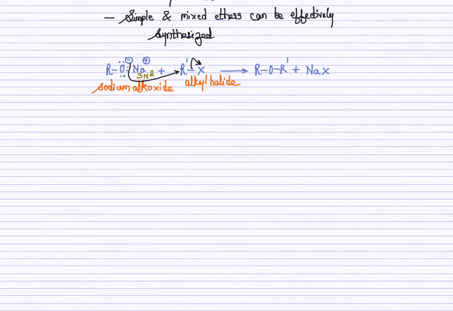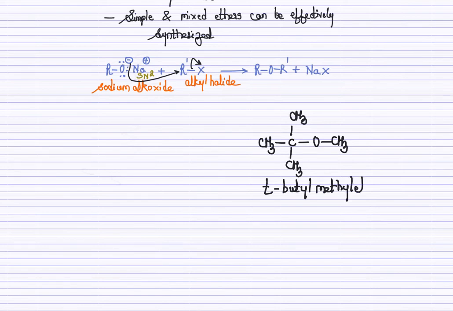Suppose you want to make a target ether which is a mixed ether, and it is something like this: CH3 C CH3. On one side you have a tertiary alkyl group, and the other side you have a methyl group. Suppose this is our target ether. This is tertiary butyl methyl ether, right?